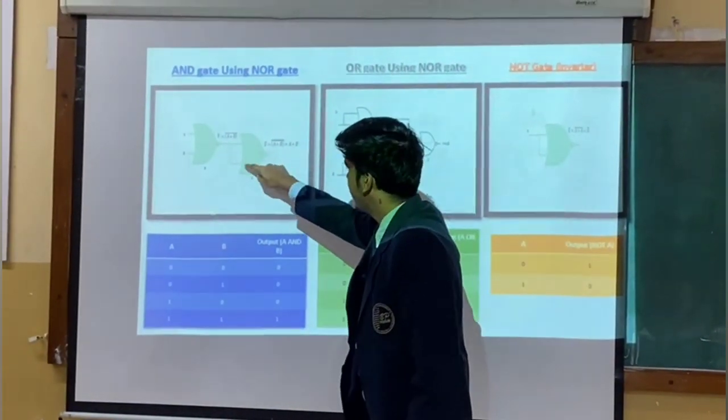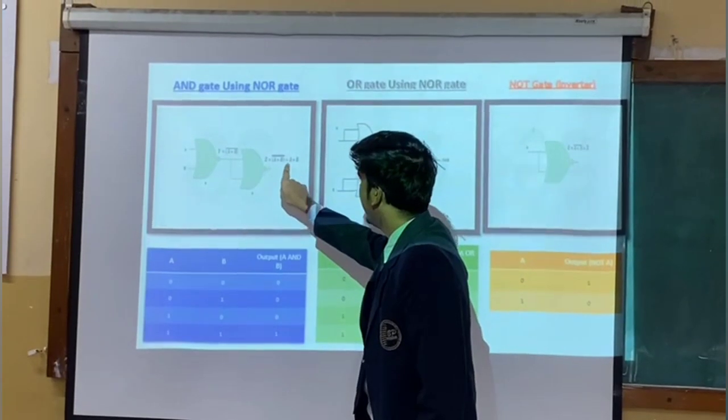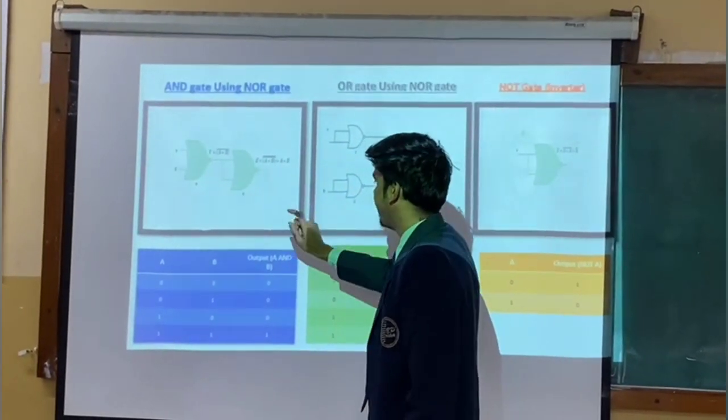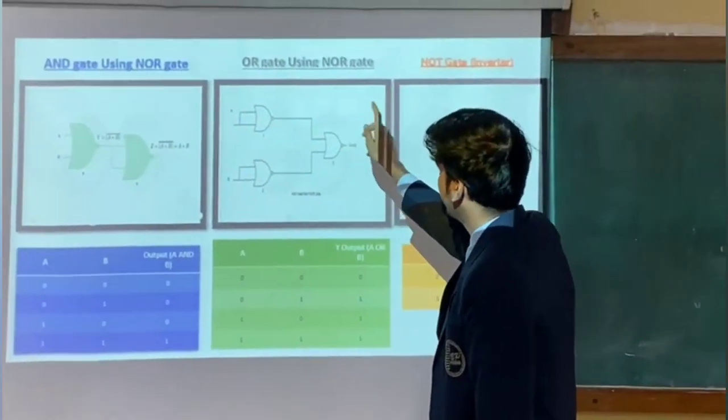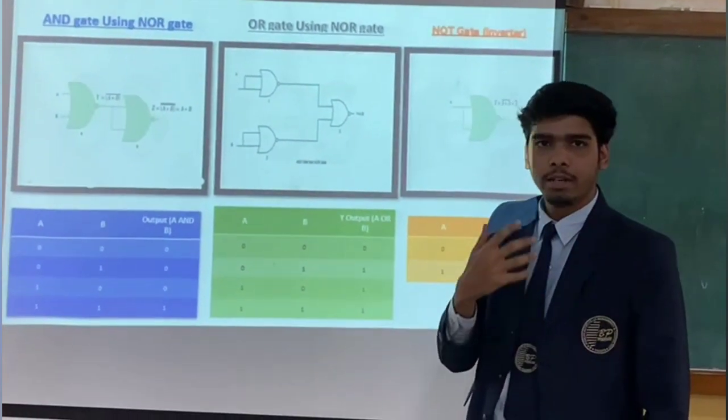Then our input is A and B, and again we get the output A plus B. The truth table is this. Now OR gate using NOR gate. We make an OR gate using NOR gate.